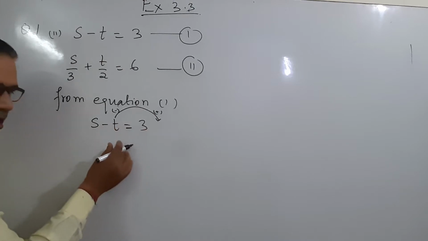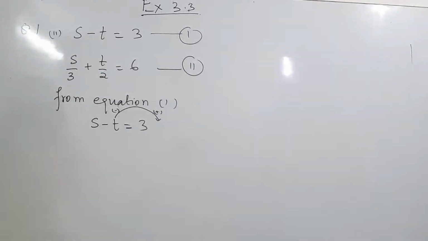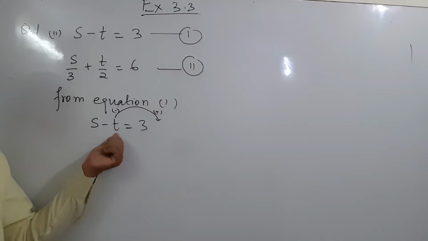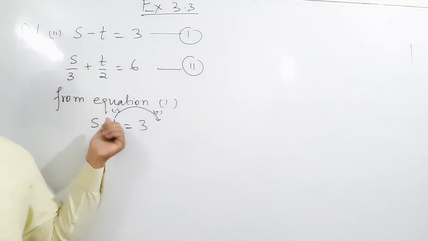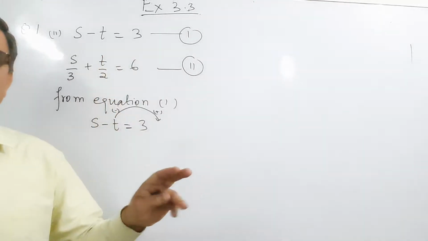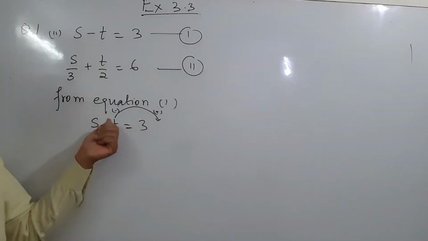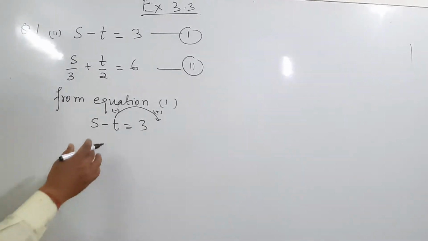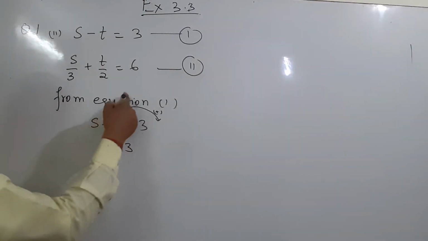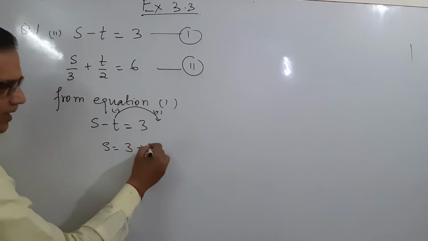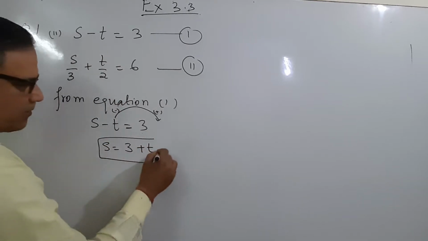When we transfer a number or variable from the right hand side to the left hand side, or from the left hand side to the right hand side, the sign will change. This minus will change into plus. Here s is equal to 3, and the minus t goes to the right hand side, so this will be plus. This is the value of s.